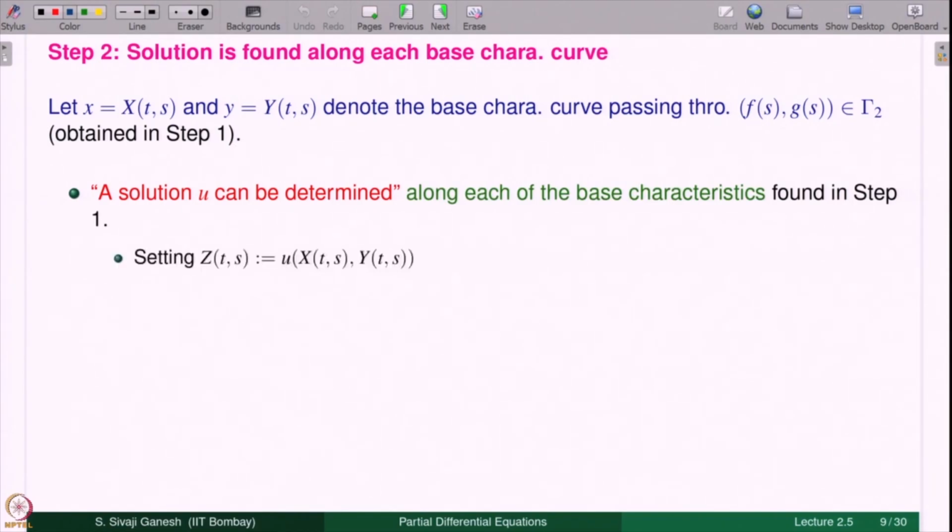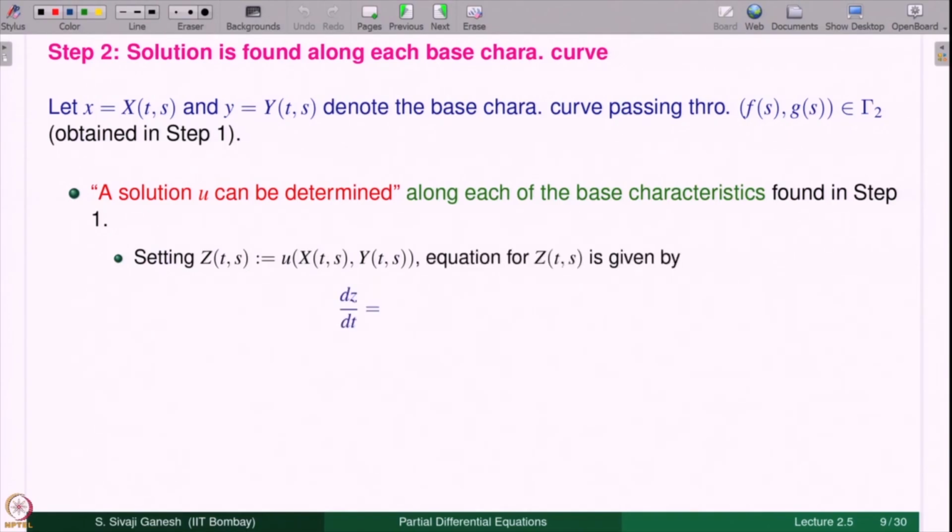So, setting z(t,s) = u(x(t,s), y(t,s)), I look at what equation this z(t,s) satisfies. What is this? u(x(t,s), y(t,s)) means I take a base characteristic curve (x(t,s), y(t,s)), with s fixed here, and then consider u along it. That I call z(t,s). This is actually u along the curve, and that is what I am calling z(t,s).